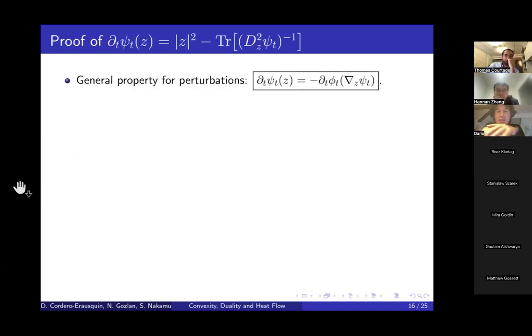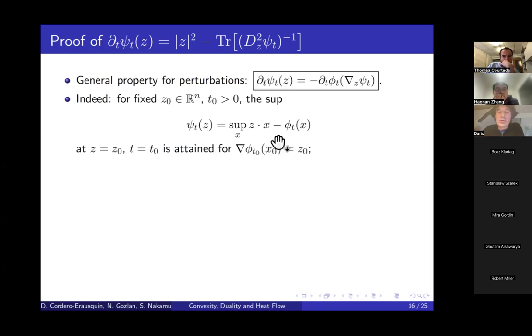The first thing is that there is a general property when you perturb a convex function. The relation that I've written here has nothing to do with the heat flow. If you perturb phi t, the convex function, you want to see how it perturbs psi t, and the relation is here. The perturbation of psi t is minus the time derivative of phi t at grad psi t. This is probably some kind of general property of convex envelopes. So let me give you a very quick proof of this result.